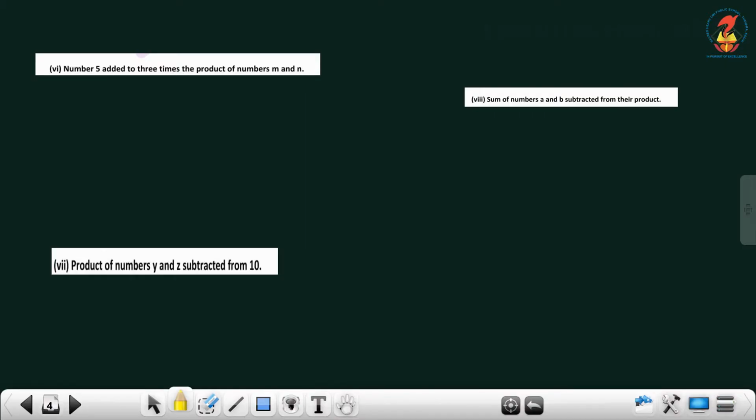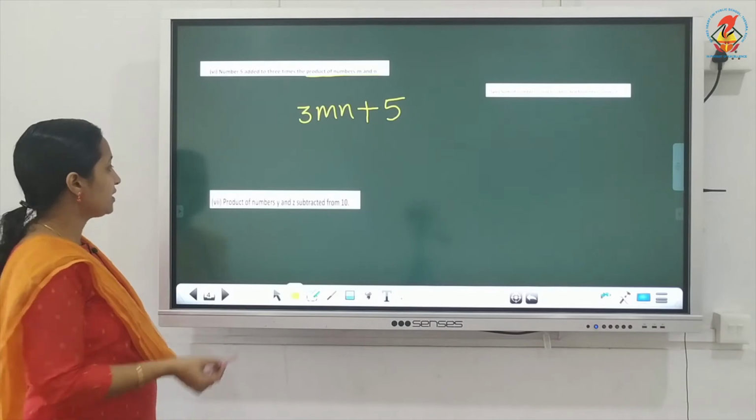Number 5 added to 3 times the product of the numbers m and n. Product of the numbers m and n, we can write it as mn. And 3 times the product means 3 into mn, that you can write as 3mn. Now what is the other part of the question? Number 5 is added to 3mn. Is that clear?